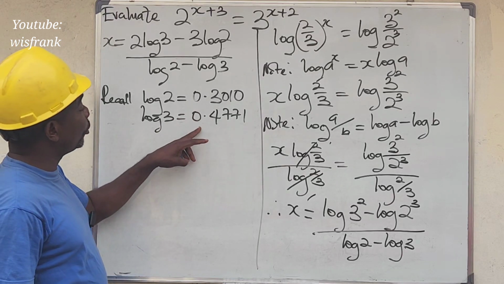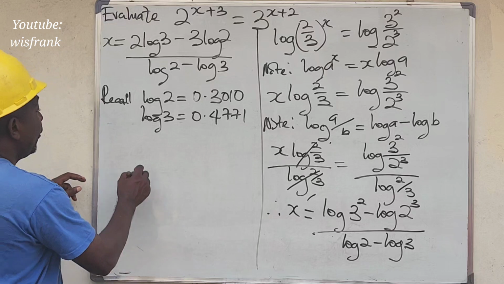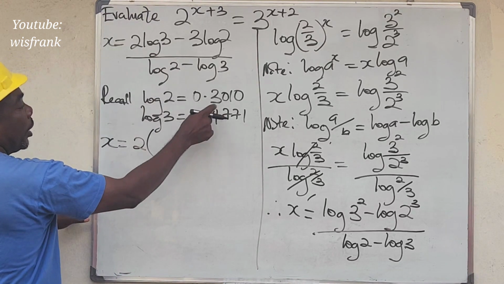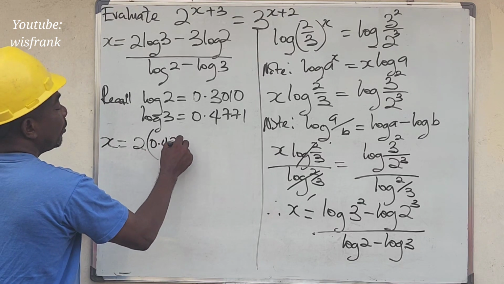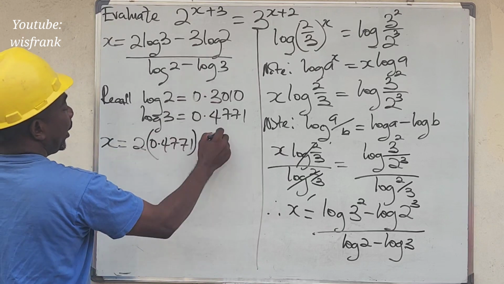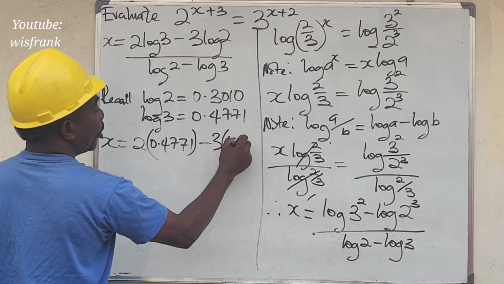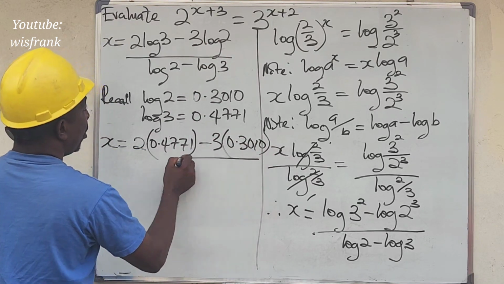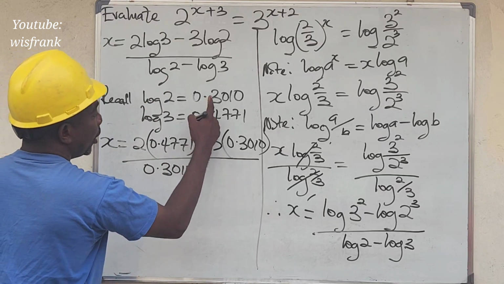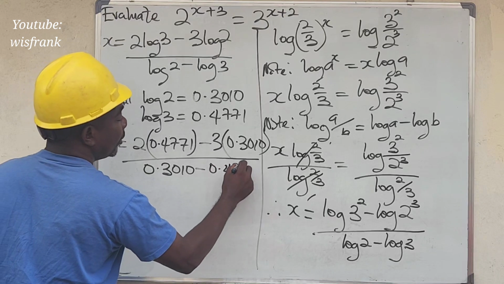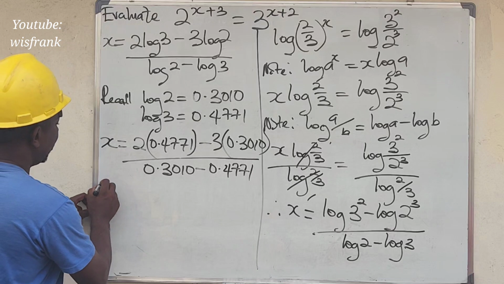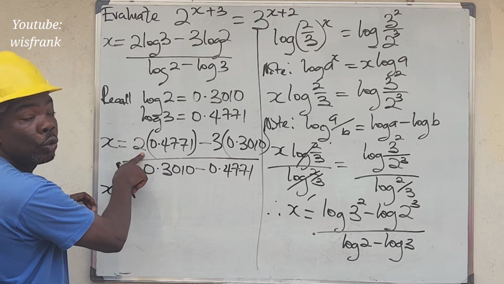So these are the values of log 2 and log 3 that we have. We are going to substitute these into where we have this. Therefore, our value of x will be equal to 2 times, in the place of log 3, we put 0.4771, then minus 3, in the place of log 2, we put 0.3010, all over log 2, which is 0.3010, minus log 3, which is 0.4771.